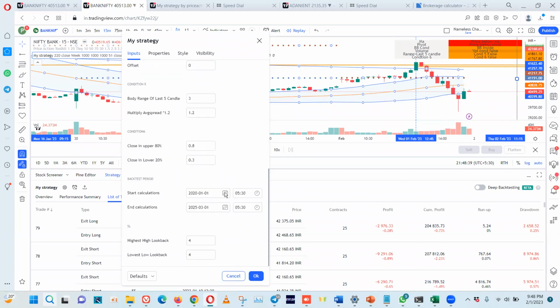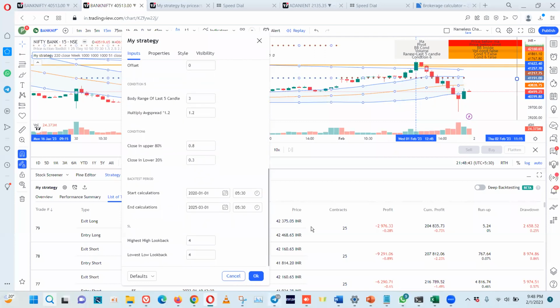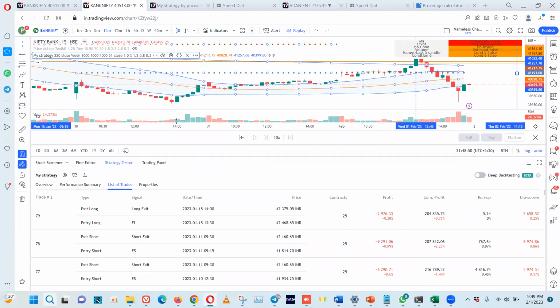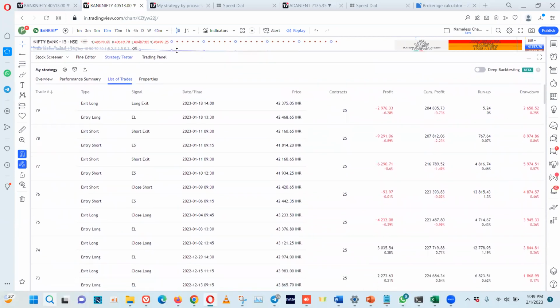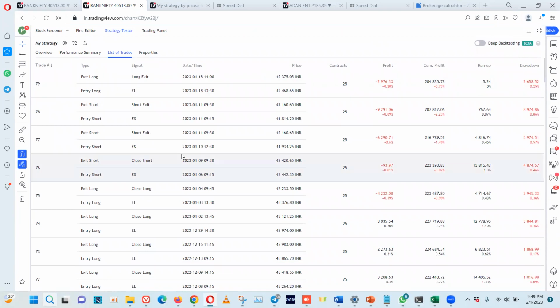Then body range. So all these 5 to 6 criteria you have to change and find out what works best. Now how can we analyze the result? Has anyone seen this result sheet anytime? No, see, we never have a list of trades here.